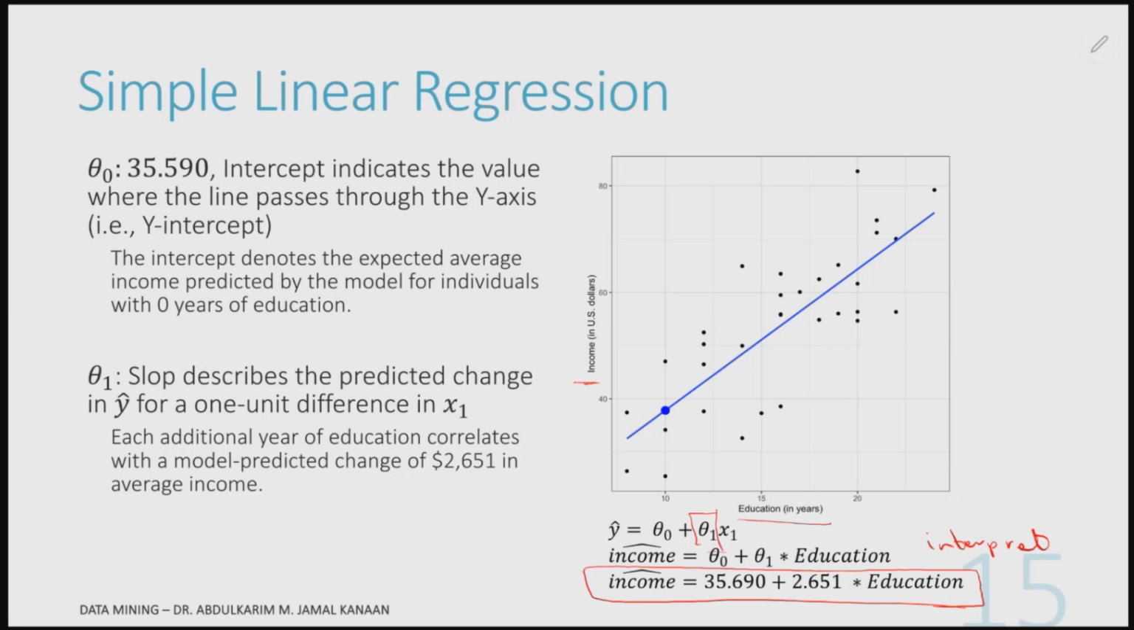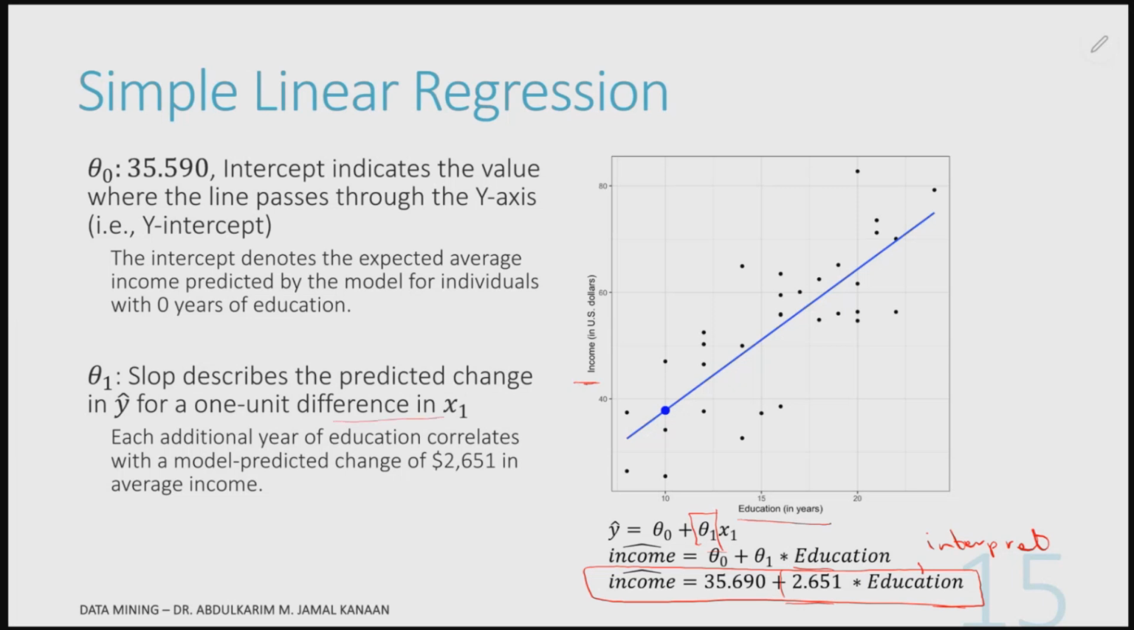Now, what does theta 1 tell us? Theta 1 is 2.651. It tells us that for each 1 year, the income will be incremented by 2.65. So if the person has 1 education year, then top up his income with 2.651. If 2, we multiply by 2, it becomes 5 something, and so on. So theta 1, which is the slope, describes the predicted change in y for a 1 unit difference in x1.